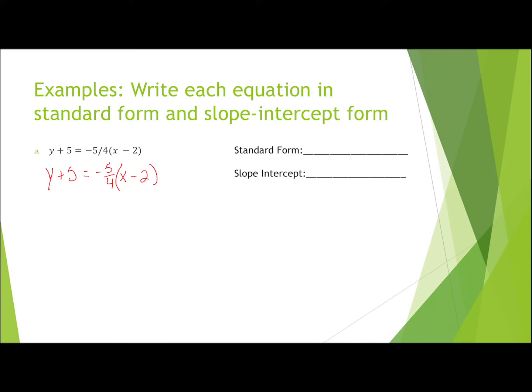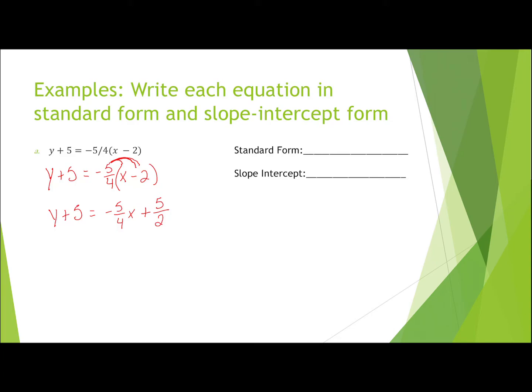The first thing we're going to do, I'm going to first write it in slope-intercept form, and then we'll change it to standard form. So the first thing we're going to do is distribute through our negative 5 fourths. So we're going to have y plus 5 equals negative 5 fourths, and our x just goes beside it. And then negative 5 fourths times negative 2 is going to give me a positive. Make sure that you use your calculator if you need to, whatever makes it easier for you. You should get 5 over 2 when you simplify or multiply that.